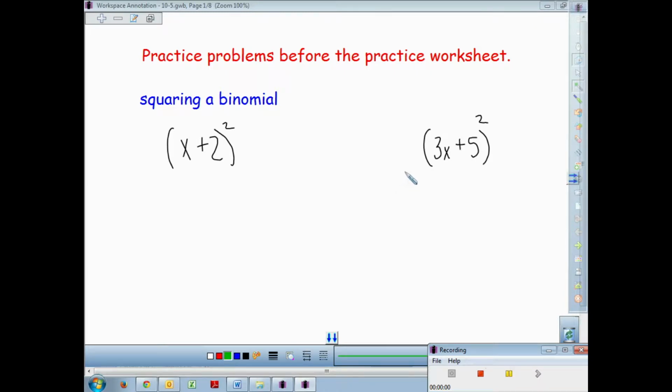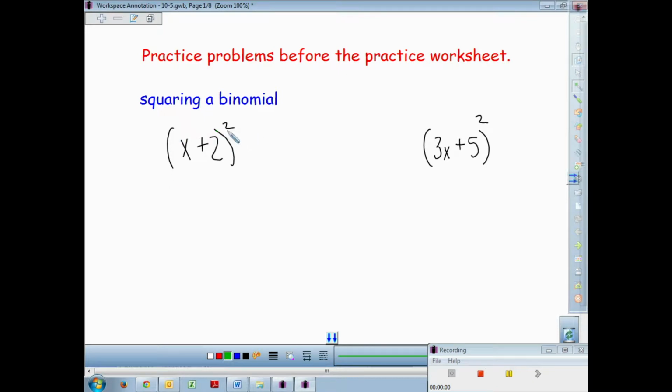Alright, this is 10.5 in advanced geometry, and we need to do a little practice problems before we do our practice worksheet of stuff that you learned in Algebra 1, or at least you should have learned in Algebra 1. First is how to square a binomial. A binomial is two terms, right? And as a quantity, they want to square it.